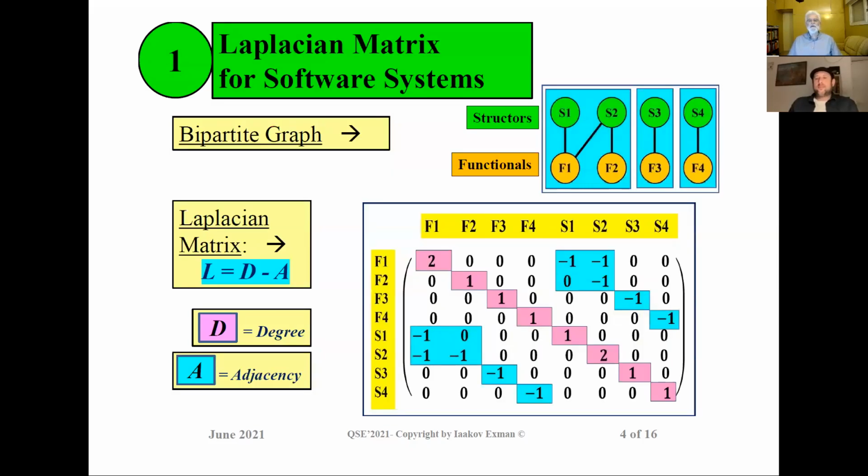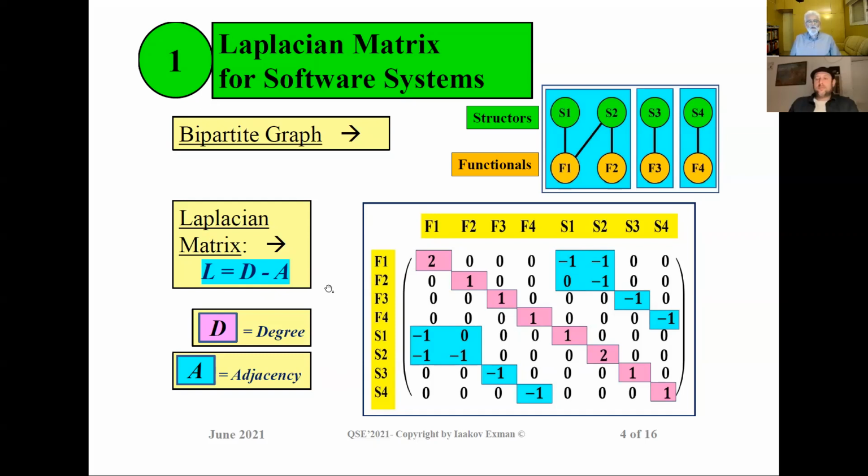The Laplacian matrix for software systems is based upon a bipartite graph. The bipartite graph is a description of the software systems. It includes structures, which are a generalization of classes in object-oriented design, for instance S1 to S4, and functionals, which are a generalization of class methods, from F1 to F4.